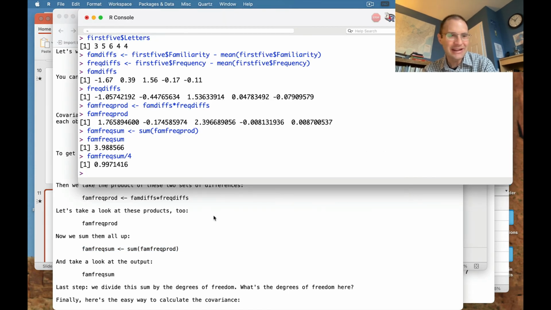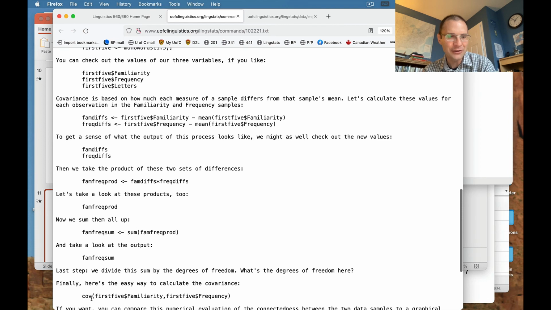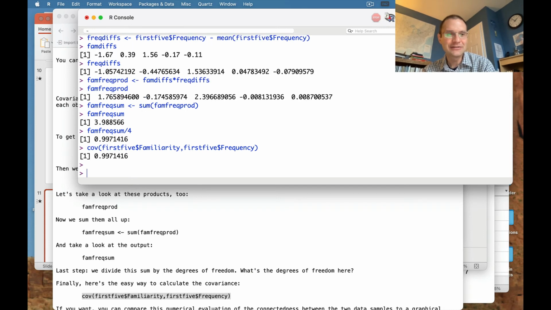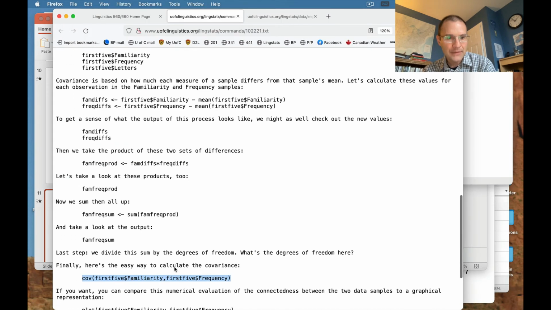And again, it doesn't mean anything really by itself, but here I'll show you how to do it the easy way, now that we've walked through all the painstaking details. You just put both variables that you care about within this cov command, and then you get the exact same number. It's almost exactly 1.